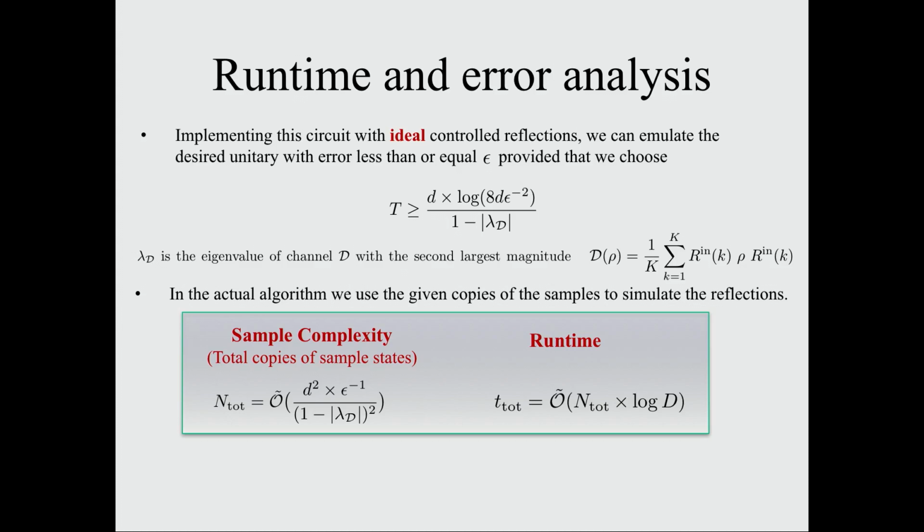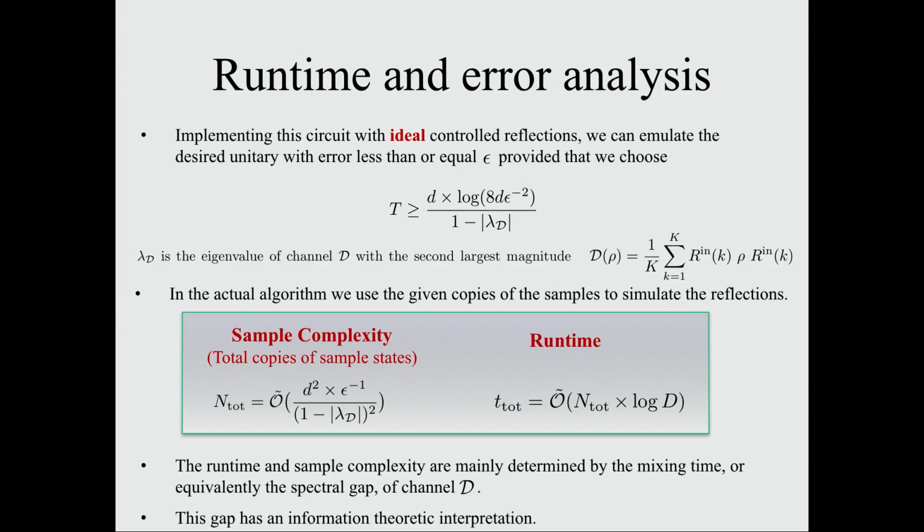This is the dominant cost and the main source of the error. In particular, if you simulate each of these contour reflections using the given copies, then it turns out that the sample complexity, the total copies that you need to achieve error epsilon, will scale something like this. It's d squared times epsilon minus 1, where epsilon is again the error, divided by the square of the gap. Again, the gap is relevant. And then runtime will be just n total, this sample complexity, times log D, the dimension of the Hilbert space.